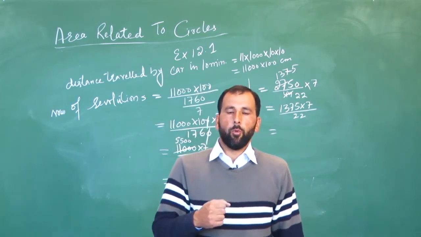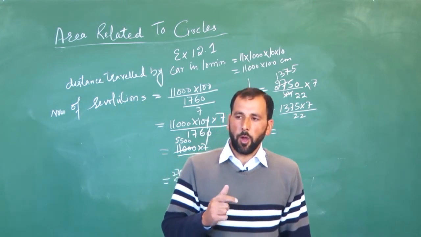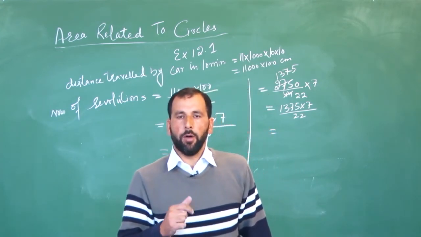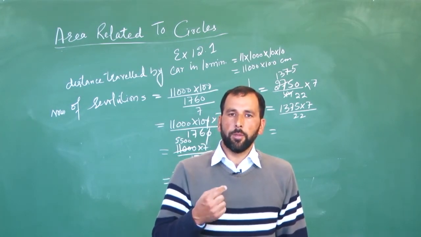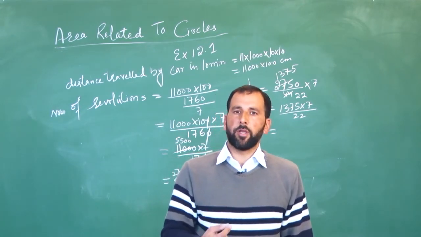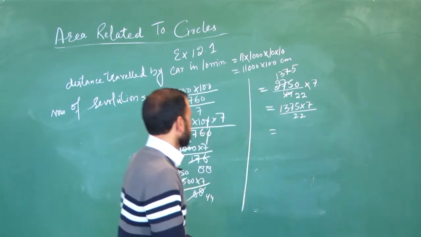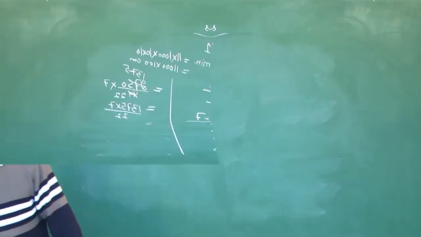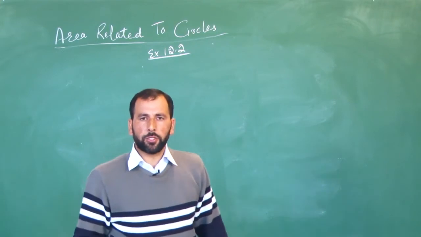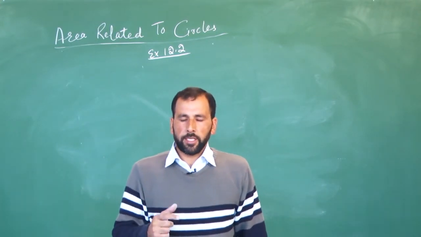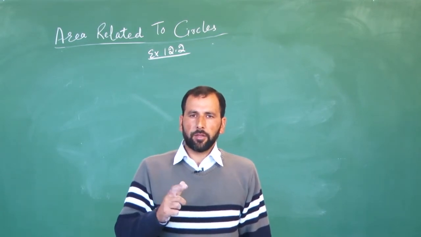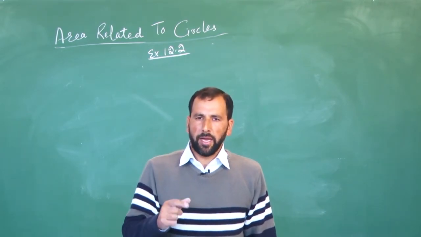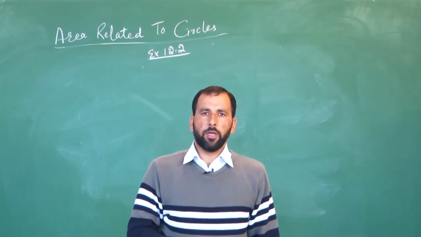Now moving to the next exercise, which is based on the areas of a sector, length of arc and area of the minor as well as the major segment of a circle. Now exercise 12.2, the exercise based on the areas of a sector, length of arc, area of minor segment as well as the major segment.